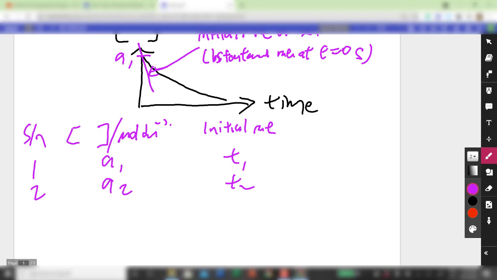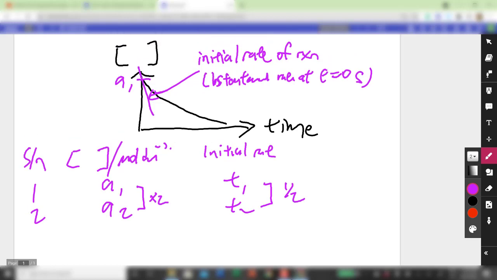Let's say from A1 to A2, I'm just giving a random example, I double the concentration. Then let's say the initial rate is half. Then we're looking at a first order reaction because it takes half the time when the initial concentration doubles. And then from there we can determine the order of reaction.